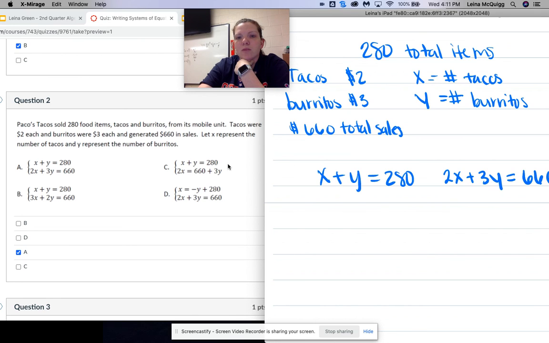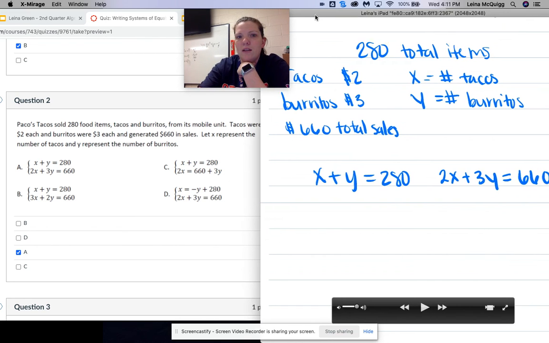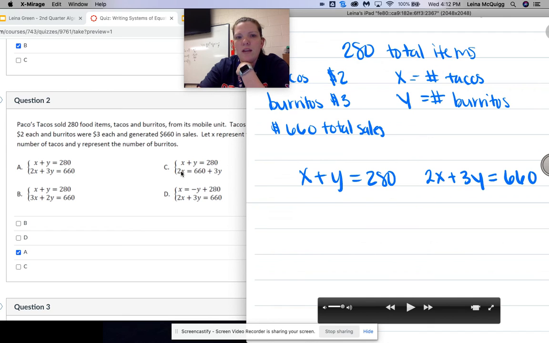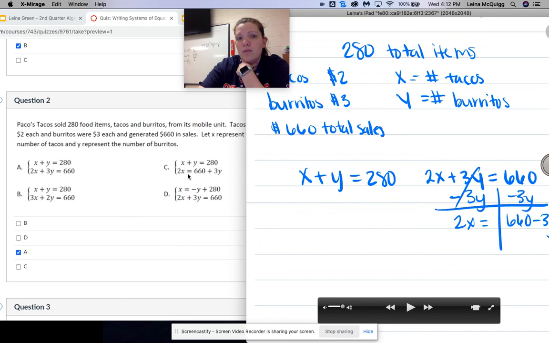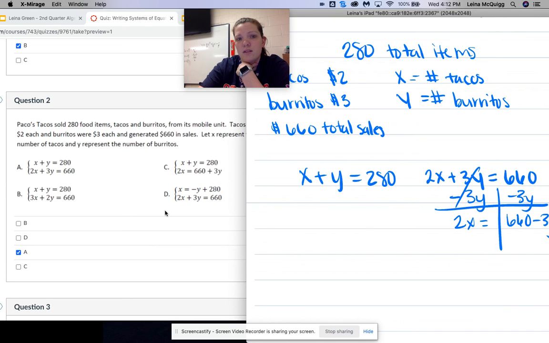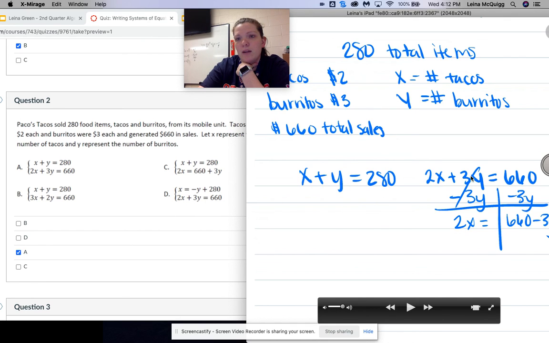C, we have x plus y equals 280, which is good, and 2x equals 660 plus 3y. So that means I'm taking this equation over here, and they got 2x by itself. So I'm going to solve to get 2x by itself, which means I need to subtract 3y. So this goes away. I have 2x equals 660 minus 3y. Well, I have a minus sign when I solve, and this is a plus sign, so C is not a good answer. And then D, I have 2x plus 3y equals 660, which was my original equation.